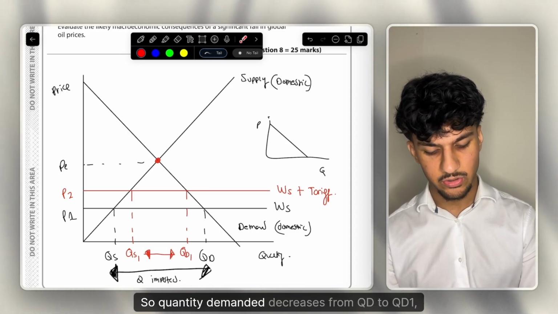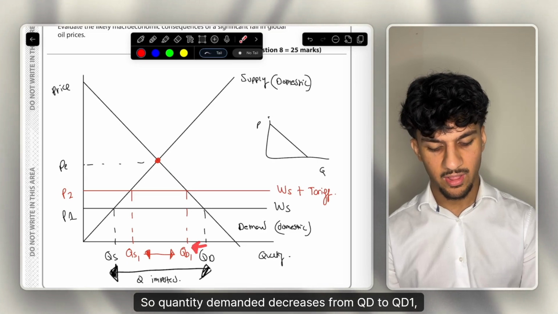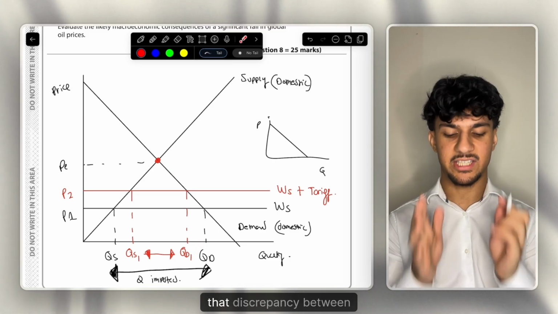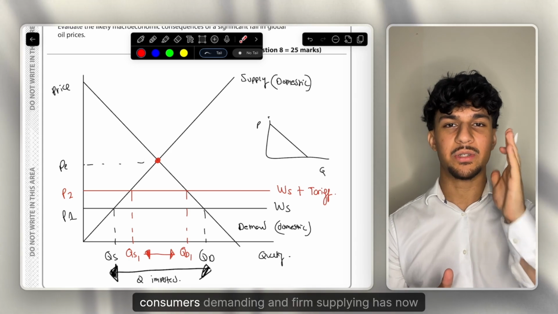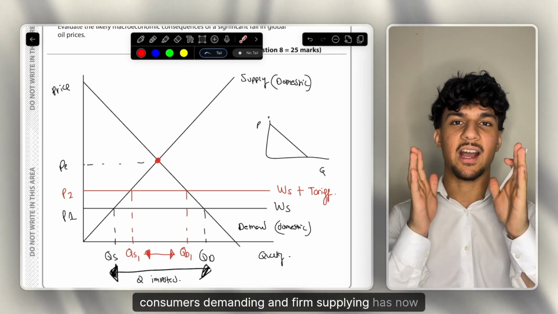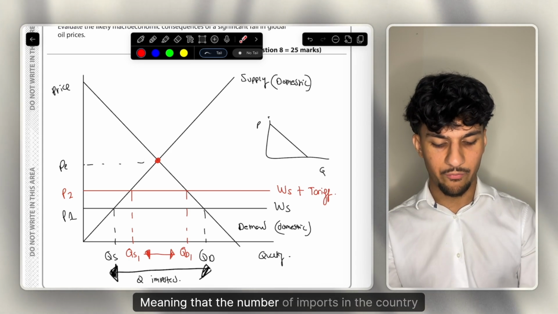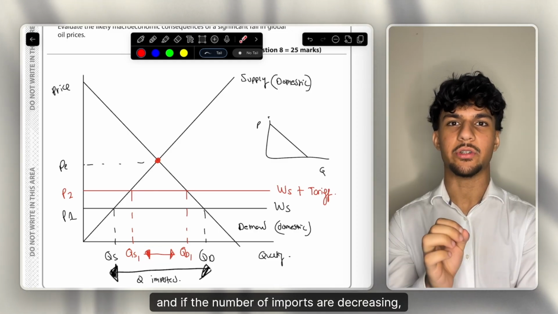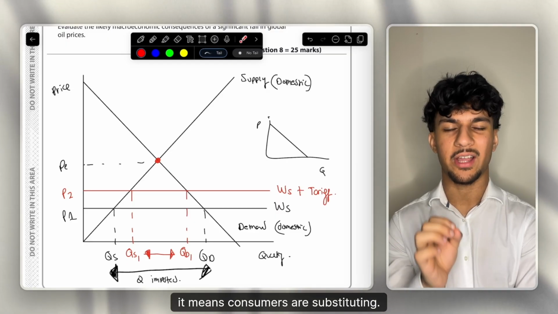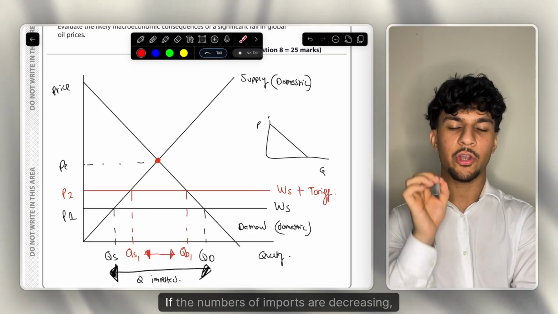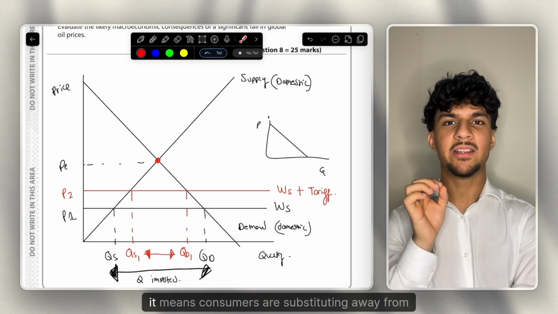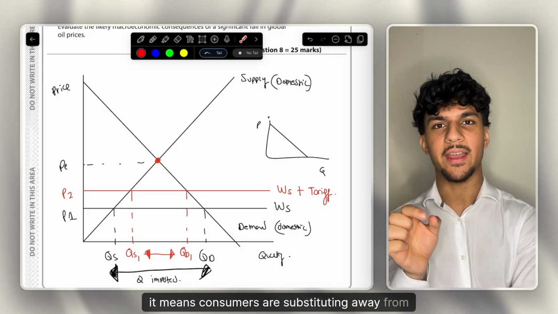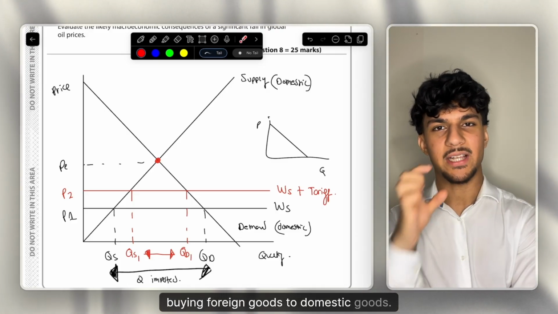So quantity demanded decreases from QD to QD1, thus meaning that the gap between consumers demanding and firms supplying has now decreased, meaning that the number of imports in the country is decreasing. And if the number of imports is decreasing, and this is the most important line, it means consumers are substituting away from buying foreign goods to domestic goods.